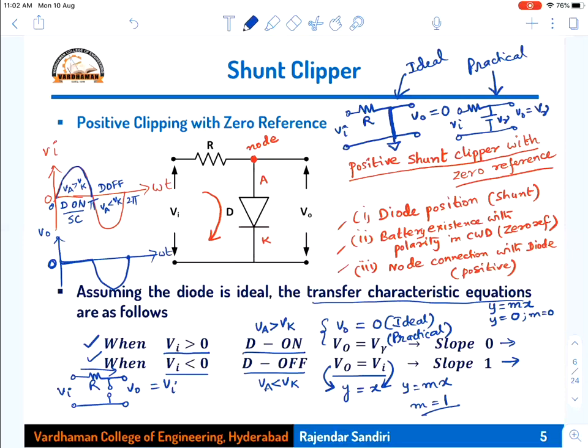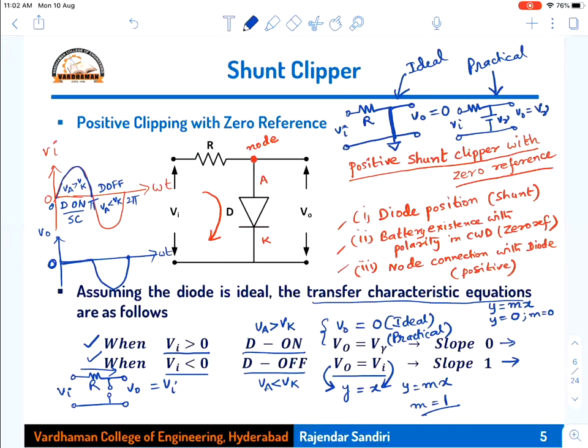And in the first case, when the diode is on, output voltage is equal to 0. That is, Y is equal to 0, having a slope of 0. Okay. So now these equations, I want to transform them into the diagram. Transfer characteristic equations are nothing but the equations which give the relationship between output and input.